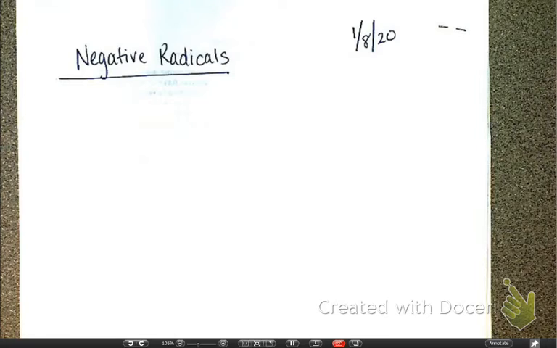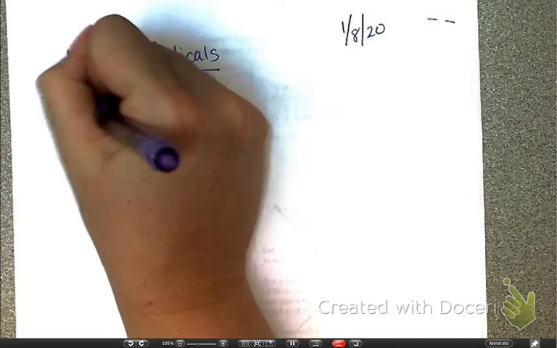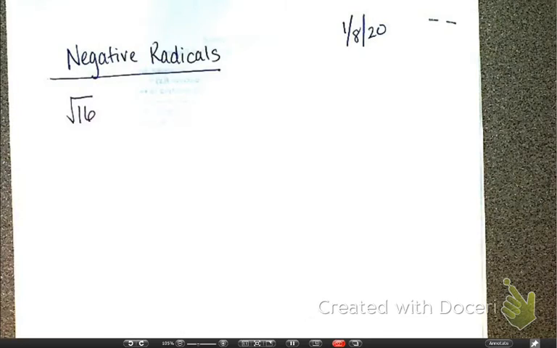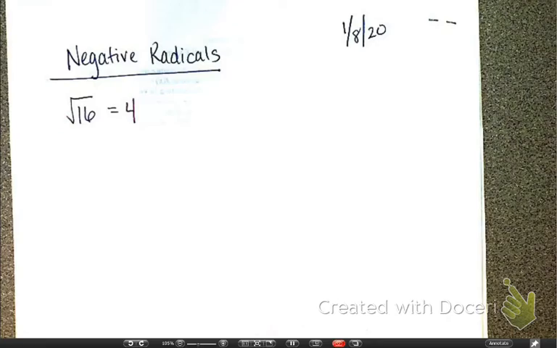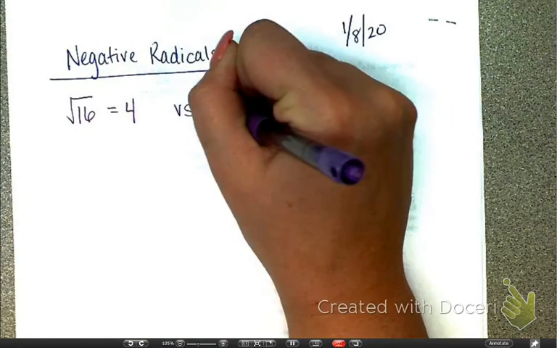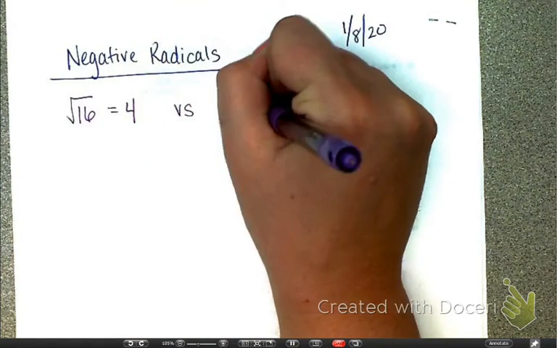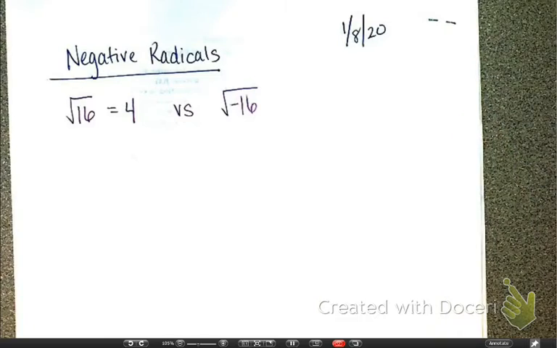So let's just start simple. What is the square root of 16? 4. Everyone can agree on that, right? Okay. Now let's compare that to the square root of negative 16.